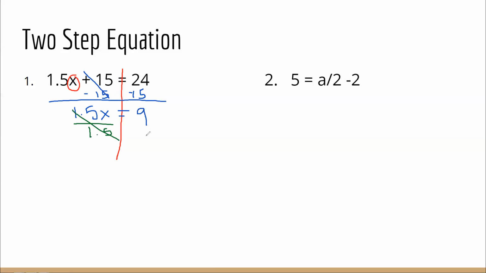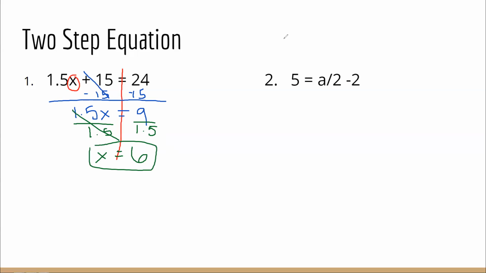When I divide by 1.5, that cancels each other out because 1.5 divided by 1.5, if you put it in your calculator, equals a 1. 1 times x is going to give us an x. On the right side, whatever I did to the left side, I have to do the right side. So I'm going to divide by 1.5 on this right side. I would recommend just doing that in your calculator because it makes it so much easier. When you do that, you should get a 6. And that's going to be our answer.